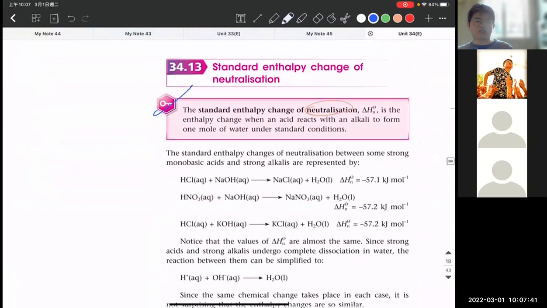Now, how about neutralization? For neutralization, you would have those enthalpy terms, right? No matter what acid and alkali we are having.